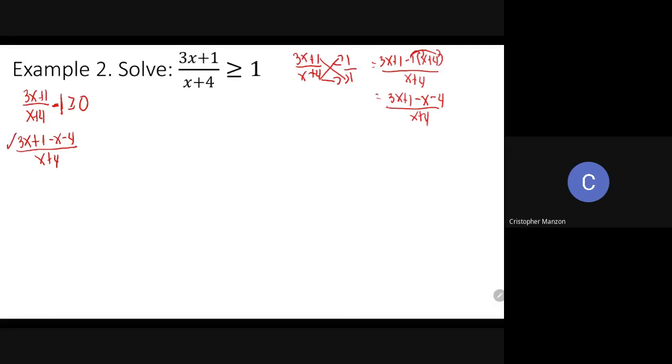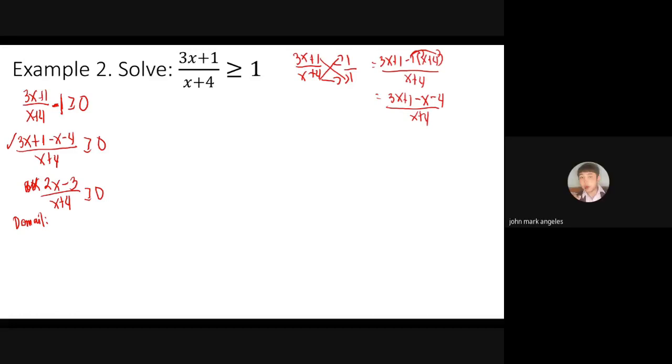Then simplifying, we have 3x, not 3x, but 2x minus 3 over x plus 4, which give us the domain as, anong domain? Kailan nagiging 0 ang denominator? Kapag yung x ay ano? X plus 4. Kailan nagiging 0 yung x plus 4? Ano dapat yung value ng x para mag-0 ang x plus 4?